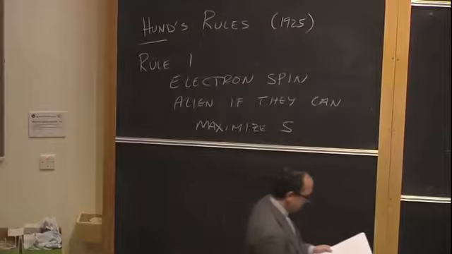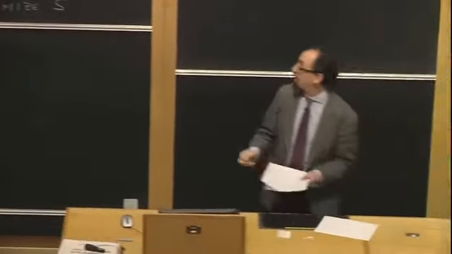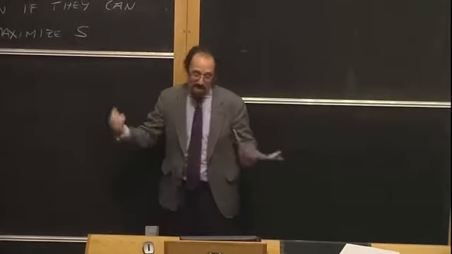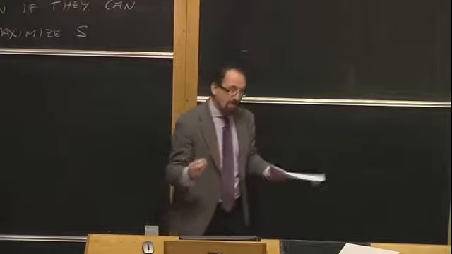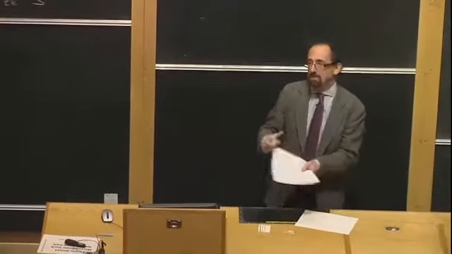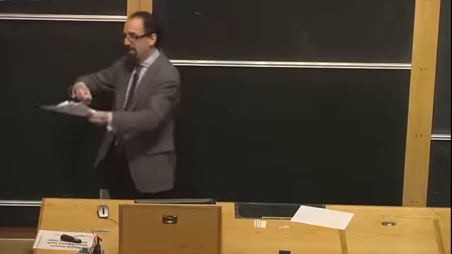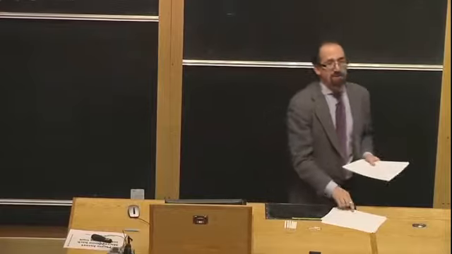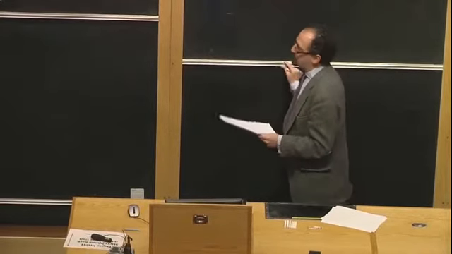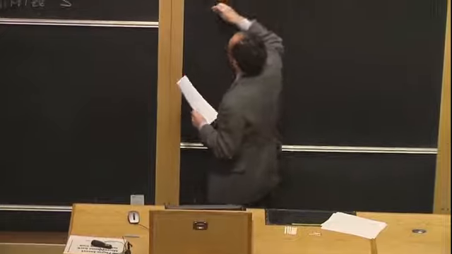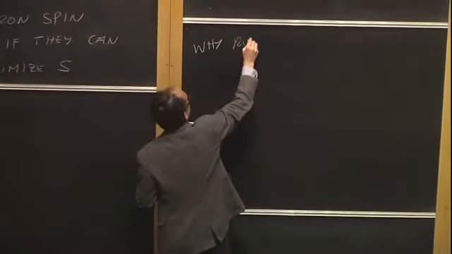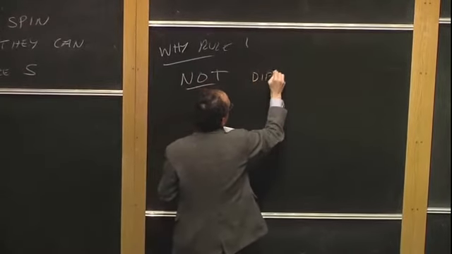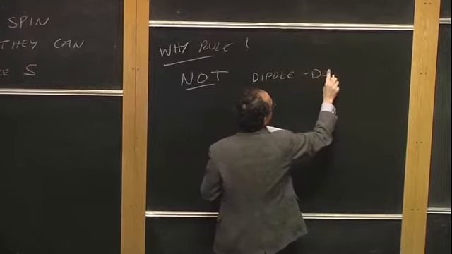All right? So this is actually a very nice rule because it's kind of like being a ferromagnet. In a ferromagnet, you get all your spins to align, and you maximize the total spin. It's not really a ferromagnet because we're just talking about a single atom here, so it's just a finite number of electrons, not a whole big solid of electrons, but it at least has the same qualitative physics. So can we understand why it is that the electron spins would want to align? Well, why rule one? The first thing: it is not because of dipole interactions between the spins.